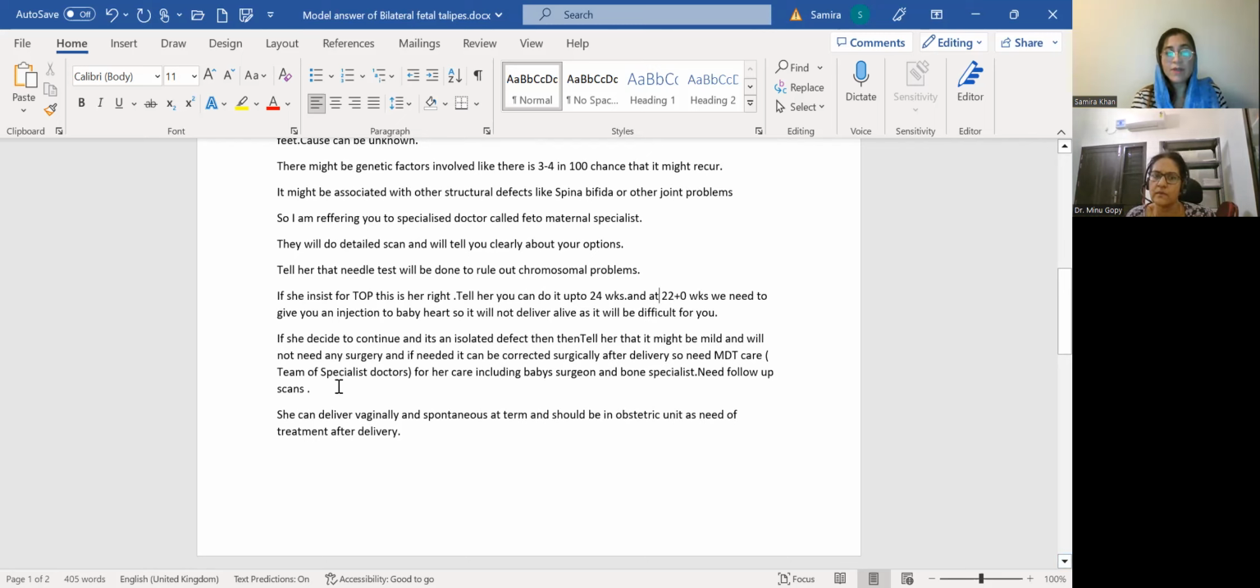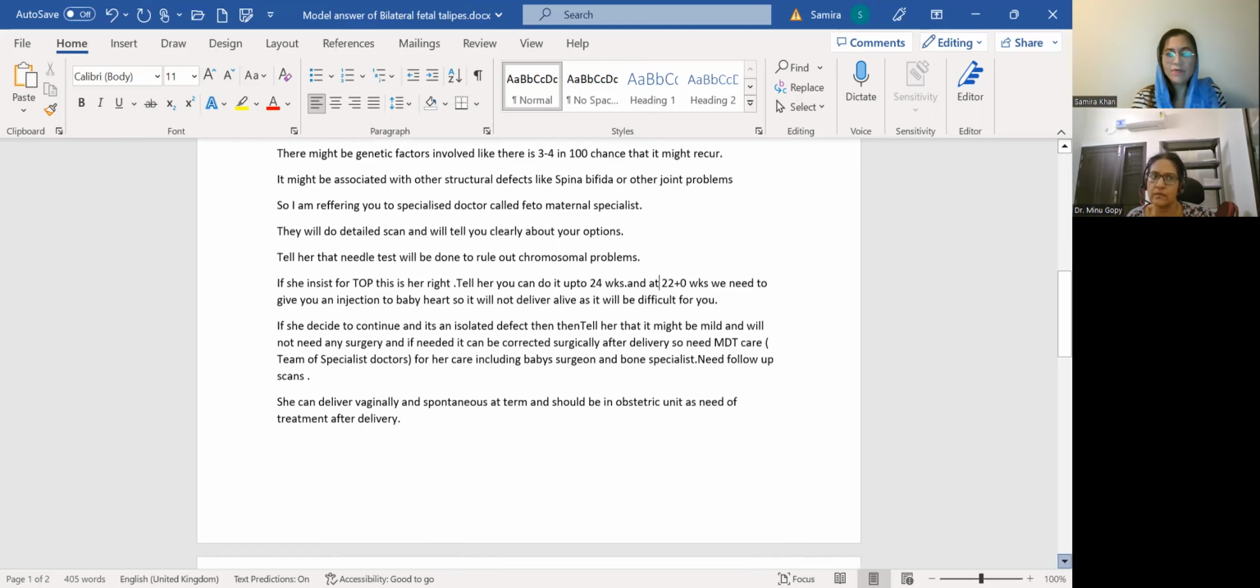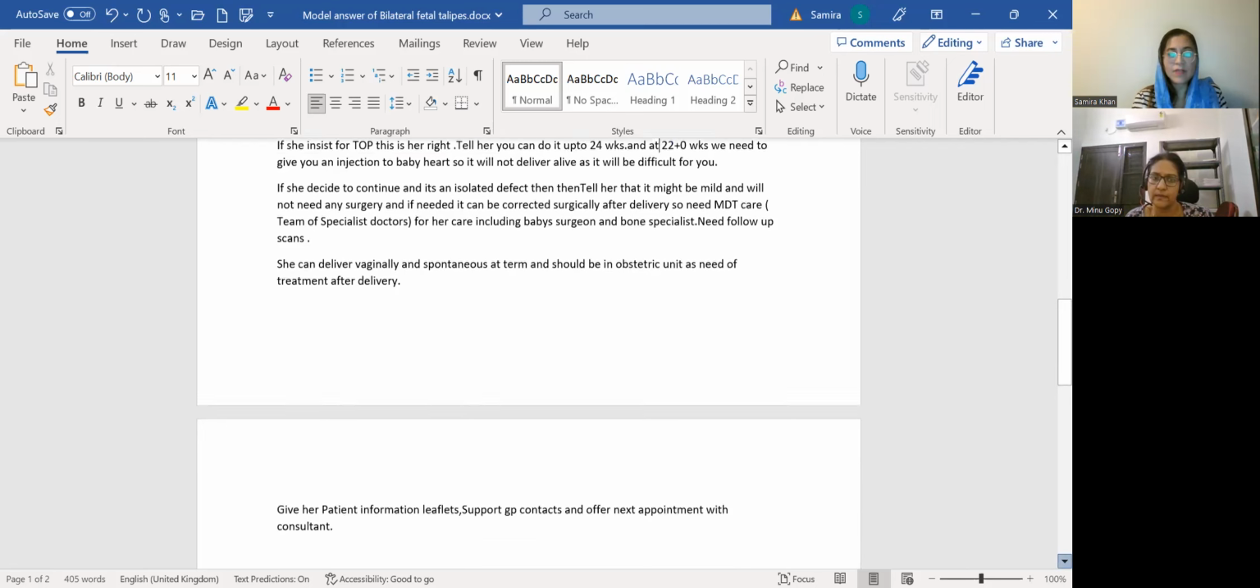So she needs a multidisciplinary team of specialist doctors, like a baby surgeon, a bone specialist, and follow-up scans. And I told you the reason why we need to do this, because you need to justify everything. She can deliver vaginally and spontaneously at term, in an obstetric unit, because there might be a need of treatment after delivery, so it's better to deliver in a hospital.